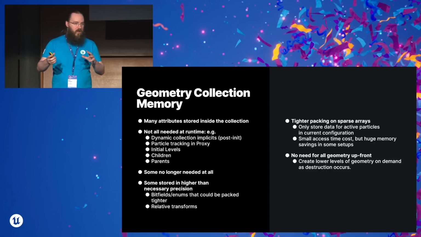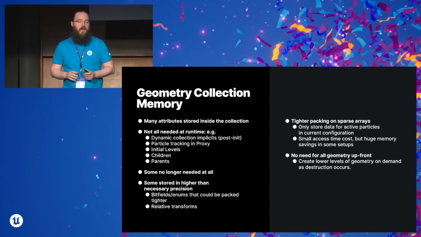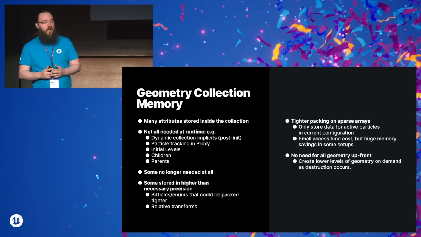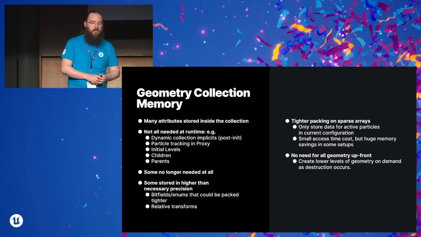We're also tracking particles in multiple places. The collection had some way of tracking particles, and so did the scene proxy, the physics scene proxy in this case. So we could remove one set of particle tracking because we already had it available to us. Initial levels are indices, the same as the children and parent indices that were stored inside the collection. These were all immutable, and we could move them and keep them on the rest collection, so we're not duplicating data between the two. So we removed a bunch of unnecessary attributes for the geometry collection, and again, the immutable data was removed from the dynamic collection because we could just go to the rest collection.